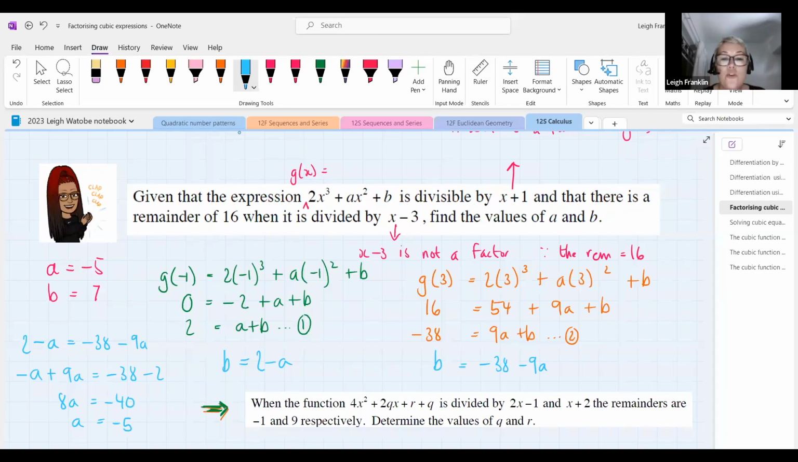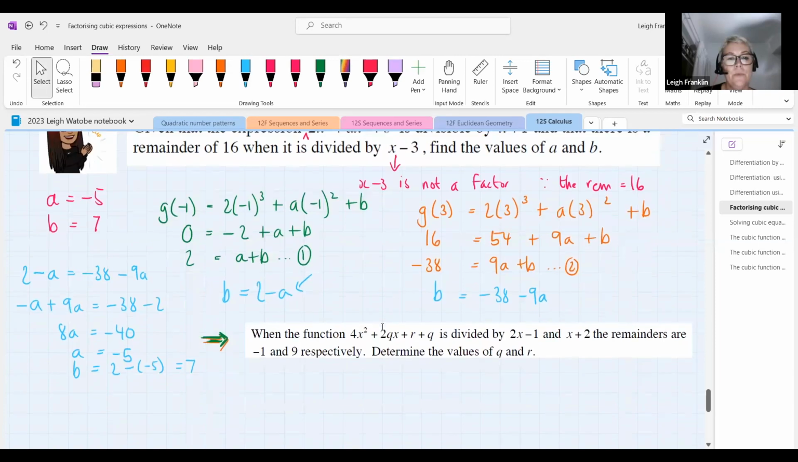Okay, and then you could use either one of these two equations to work out what b is. Probably easier to use this one. So b would be equal to 2 minus -5, which is where the 7 comes from. Okay, Katleho? Okay, ma'am. Thank you, ma'am.